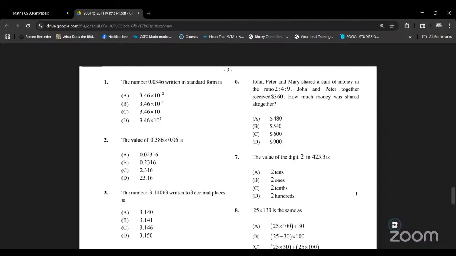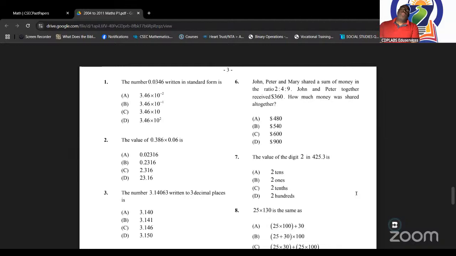The number 0.0346 written in standard form is: A, 3.46 times 10 to the negative second power; B, 3.46 times 10 to the negative 1; C, 3.46 times 10 to the first power; D, 3.46 times 10 to the second power.